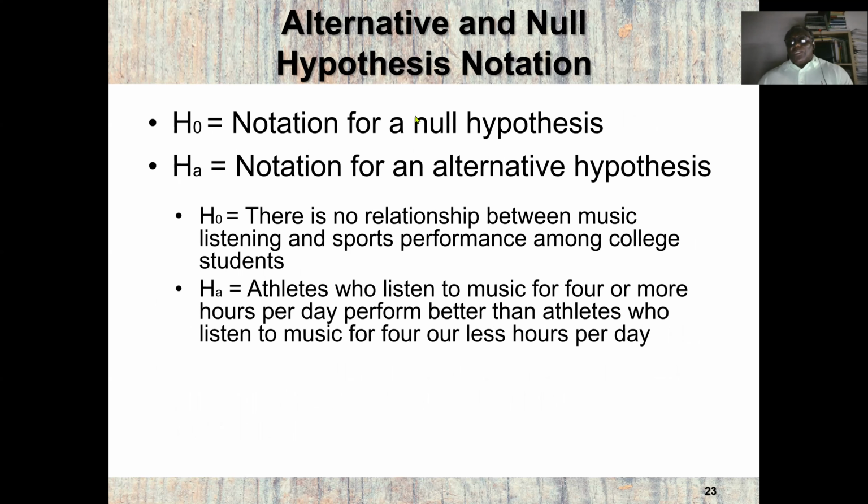So for alternative and null hypothesis notation, normally we use H0 for null hypothesis, then HA for alternative hypothesis. So H0 means there is no relationship between music listening and sports performance among college students. This is something we know maybe from past studies. Now we want to do a study to find out if it's the same claim. So we have HA should be what? Athletes who listen to music for 4 or more hours per day perform better than athletes who listen to music for 4 or less hours per day.